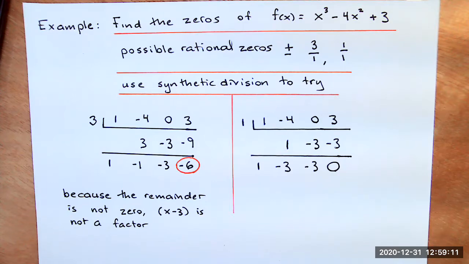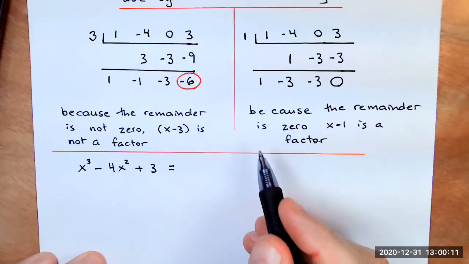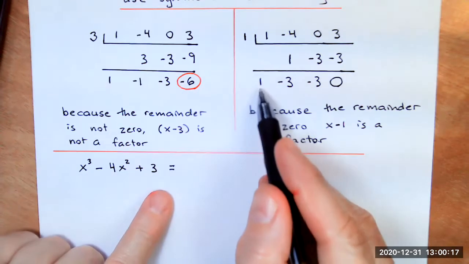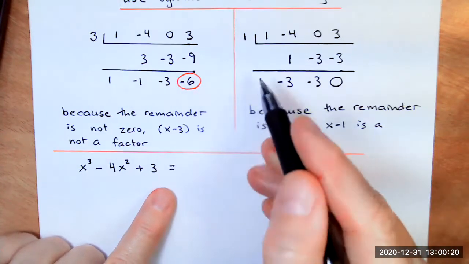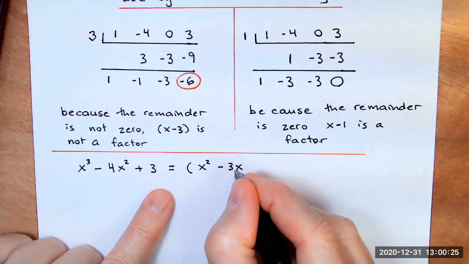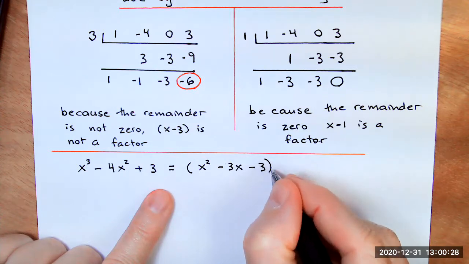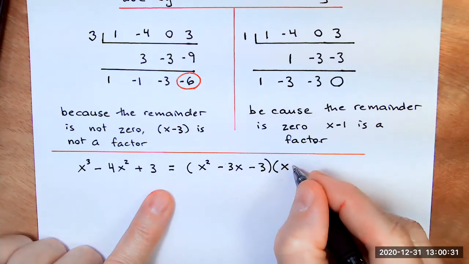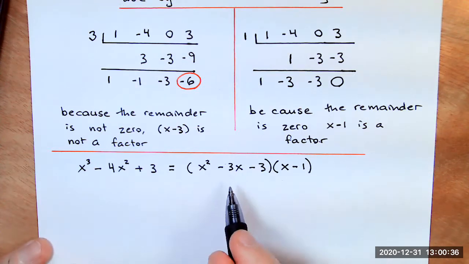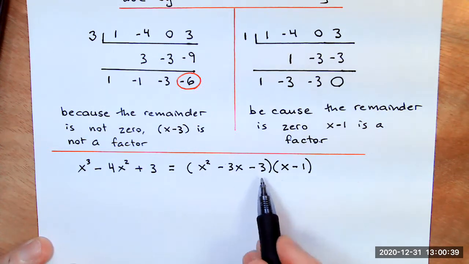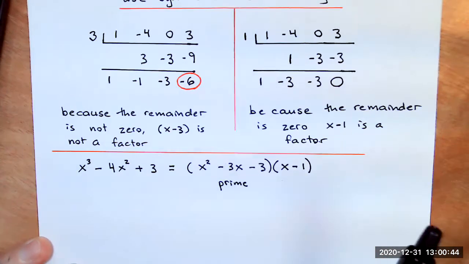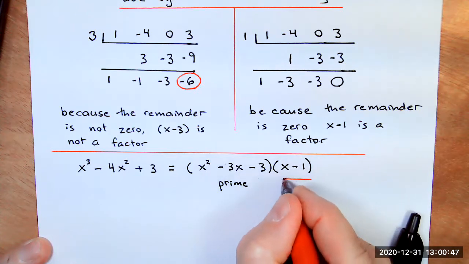Let me write that down. That means that x cubed minus 4x squared plus 3 is, so we divided x cubed by x, so we get x squared minus 3x minus 3 times x minus 1. And then this does not factor, so we call that prime. So this is the completely factored form.